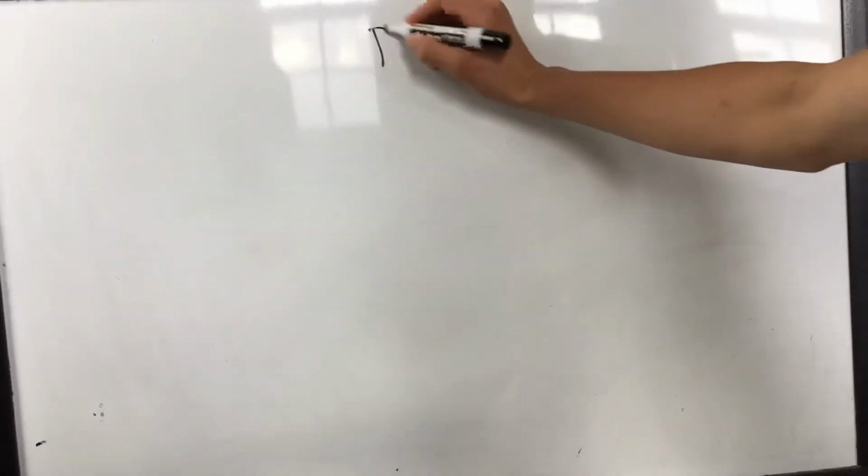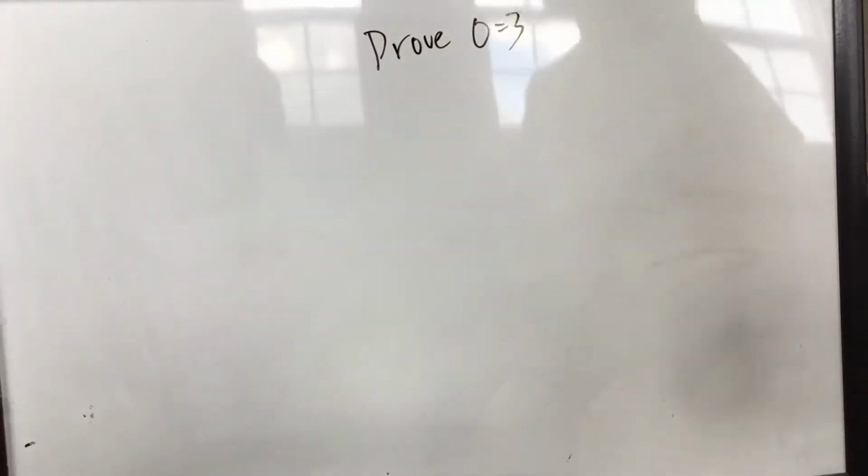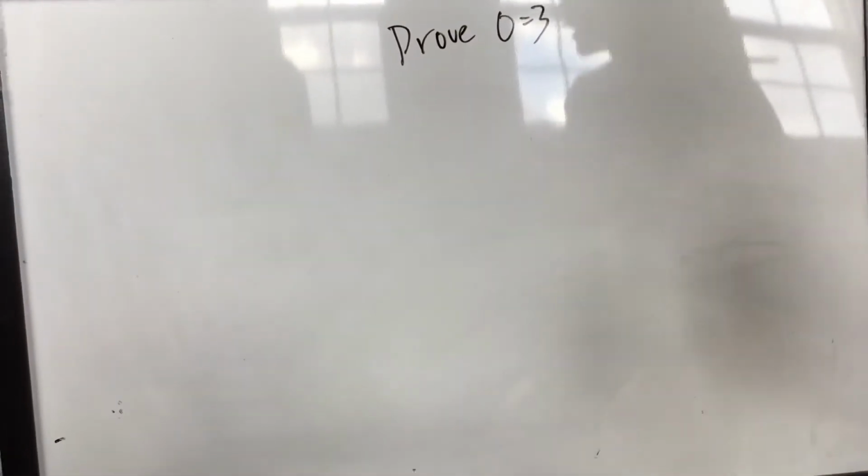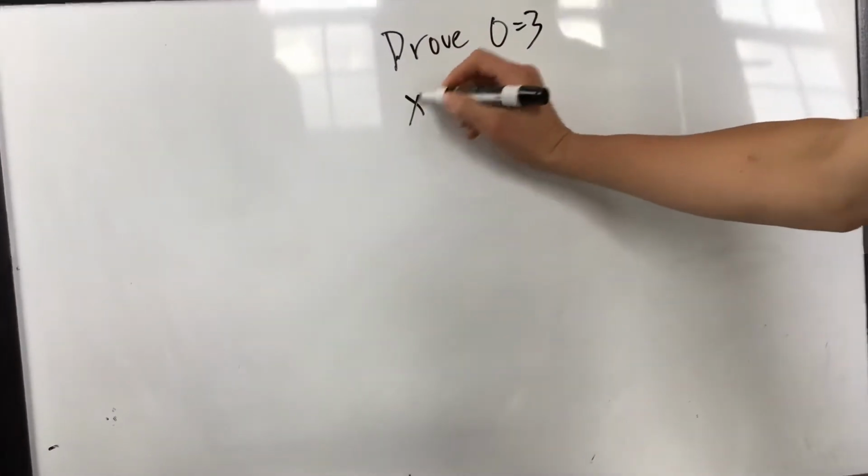Today we're going to prove that 0 equals 3. And there's going to be a mistake in the proof, but it's going to be very inconspicuous. And try to comment below on what you think the mistake is. So we're going to go ahead and start with this equation.